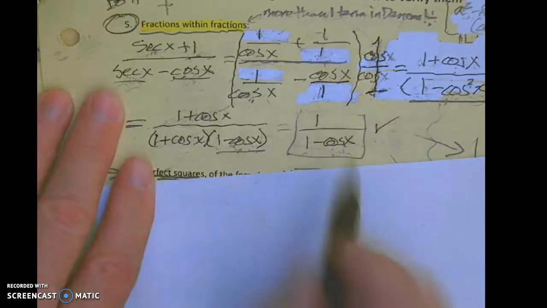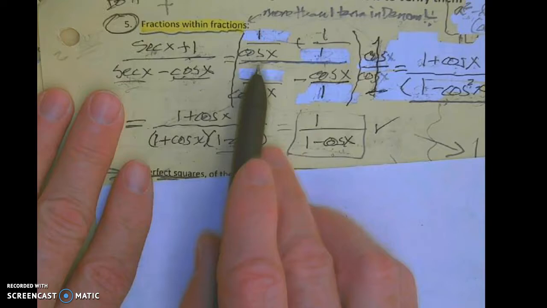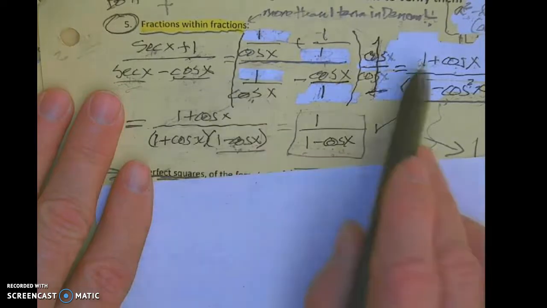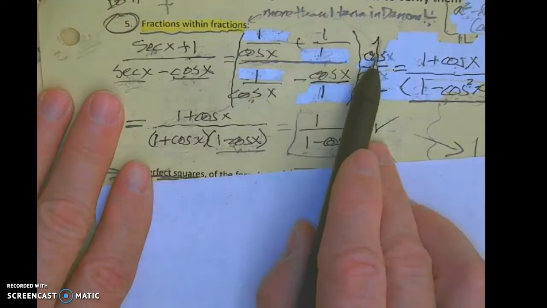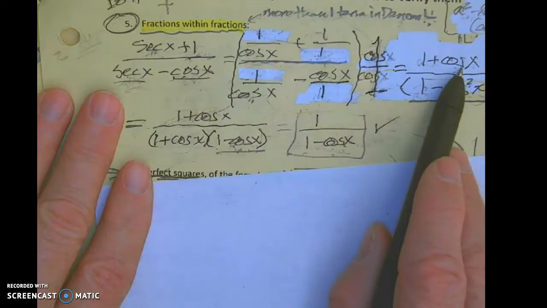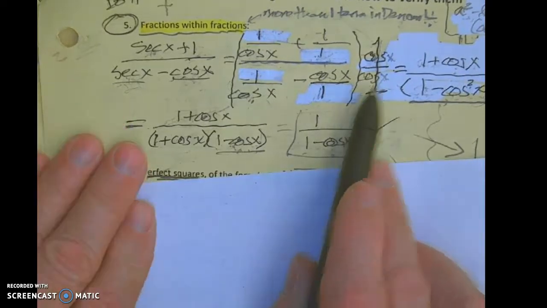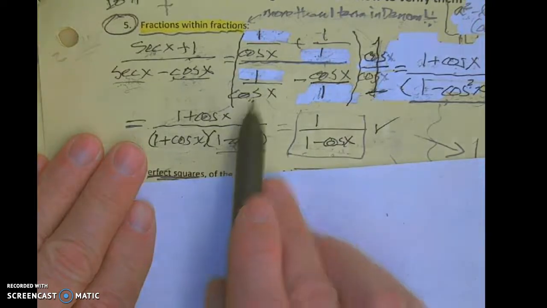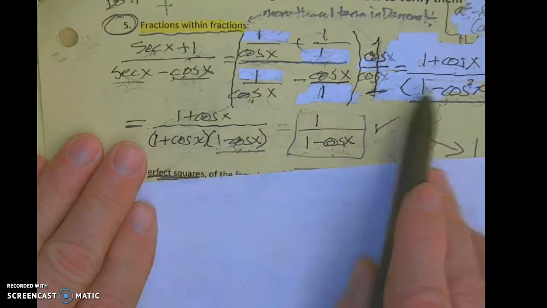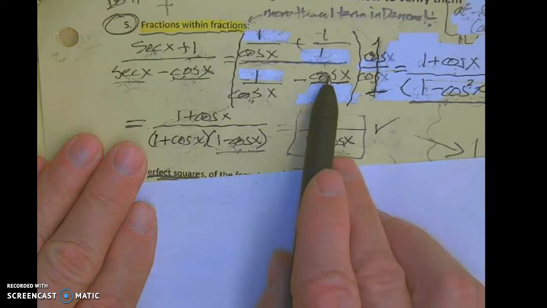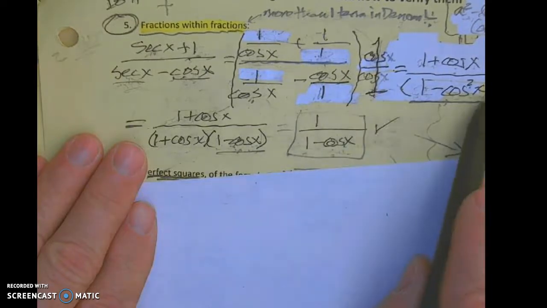So when I multiply cosine of x times this fraction, I'll end up with cosine x over cosine of x. That's equal to 1. When I multiply 1 over 1 times cosine of x, I get just cosine of x. Then I do the denominator. And I say cosine of x times this fraction is going to create cosine x over cosine x, and I get a 1. Then cosine of x over 1 times cosine of x gives me cosine squared of x.